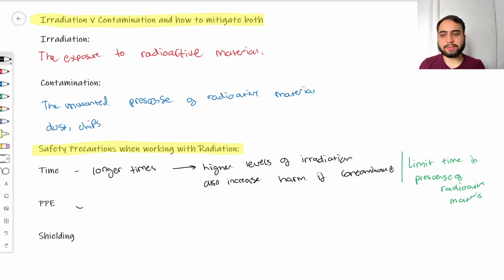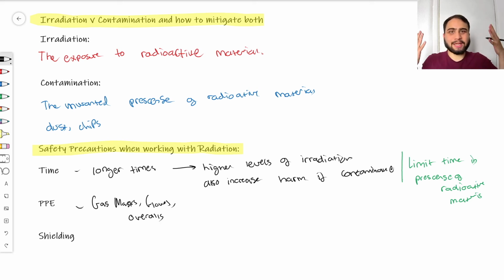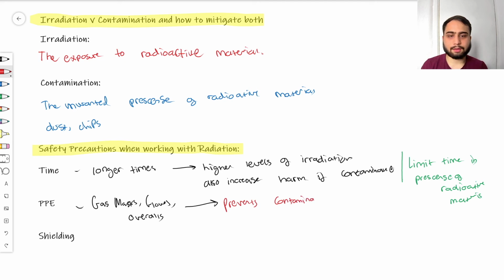Then we have PPE, which stands for personal protection equipment. So this could be things such as gas masks, gloves, overalls. Like you see in movies, there's people wearing big yellow suits. That's PPE, right? Okay, so PPE prevents contamination because say any sort of radioactive material were to break off that you are using, it would fall on your gloved hands, or it would get stuck in the filter in your gas mask, and you as a person wouldn't actually breathe it in.